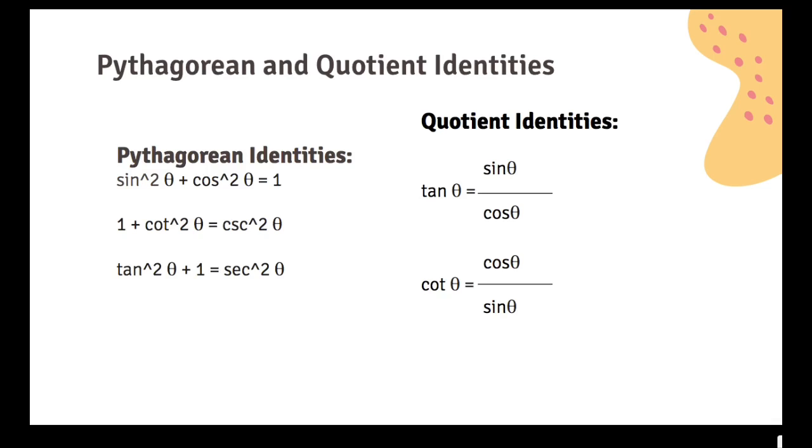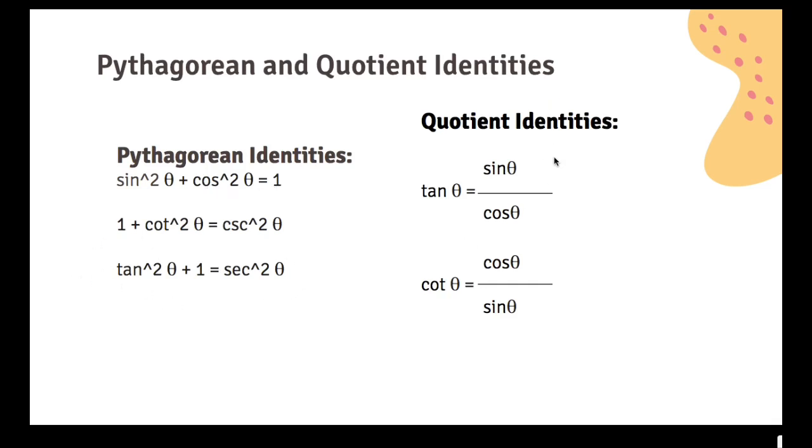The Pythagorean identities all stem from this first equation, sine squared theta plus cosine squared theta equals 1. So that's the only one you really need to know, but the other ones all come from it. When you divide the entire equation by sine squared theta, you get this second equation. And when you divide the entire equation by cosine squared theta, you get this third equation.